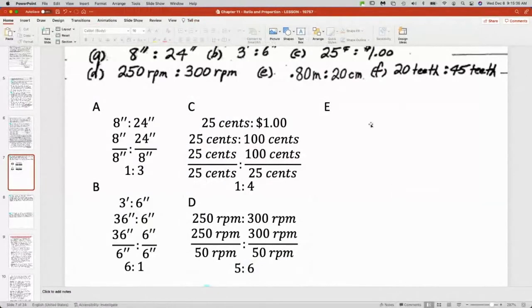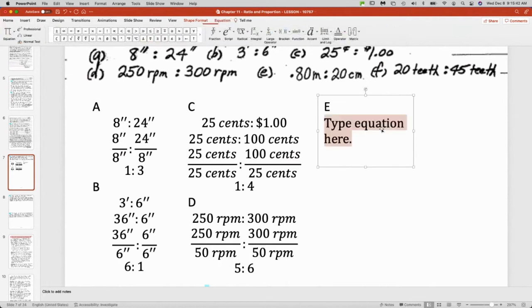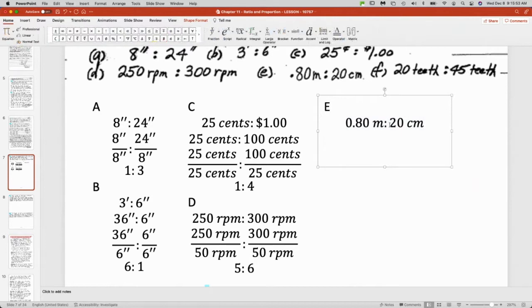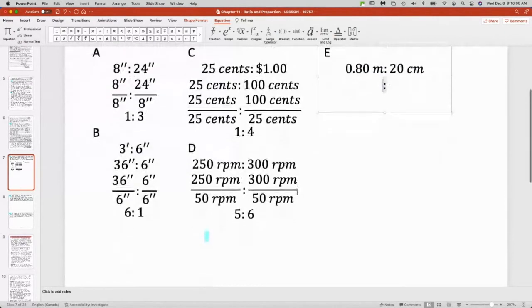Okay, the next question involves some decimal calculations, but still, these are decimal quantities that we could write better in terms of whole number quantities. So we have 0.8 meters and 20 centimeters. I thought about what's the largest number that divides into both 250 and 350. There's other ways of doing that as well.